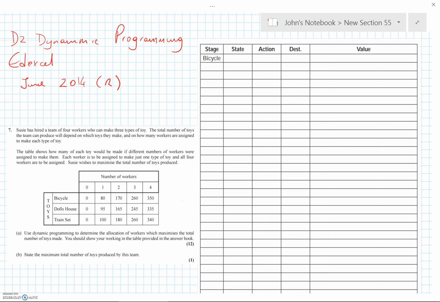Hello, here's a dynamic programming problem from Edexcel. It was the international paper 2014. There were only a couple of international papers for D2, and this is one of them.